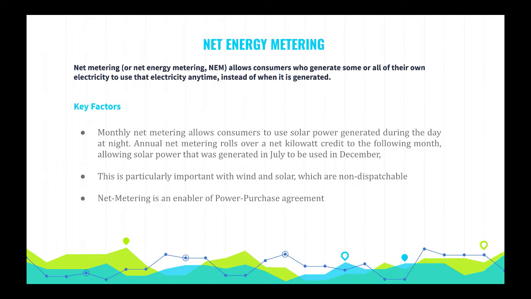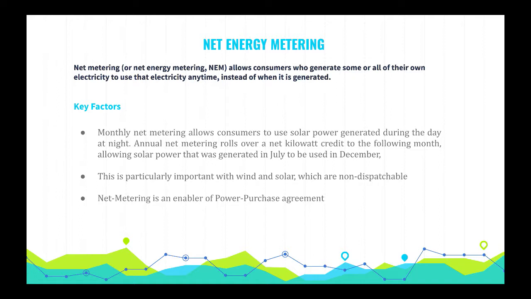Well, look, if I generated 10 kilowatt hours extra during the day, and I got a credit for that when I generated it, then at night, when my solar panels are not generating, and I have that excess 10 kilowatt hour usage, I can use my credits from the day, right? Annual net metering rolls over net metering credit from the following month, allowing solar power that was generated in July to be used in December.